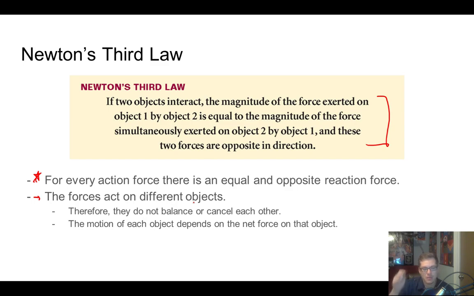Because they're acting on different objects, they don't cancel each other out. So just don't worry about it. They don't cancel each other out. And the motion, this is the other key: the motion of the object depends on the net force on that object. So if your net force is pushing you to the right, you're going to end up going to the right.